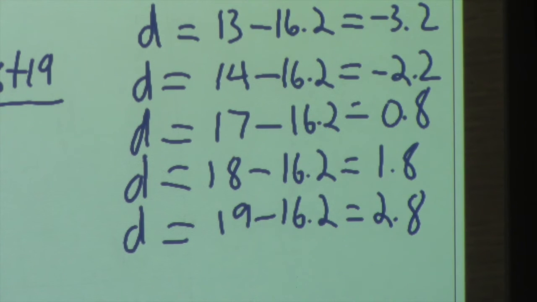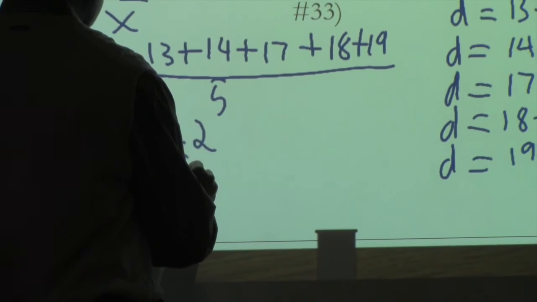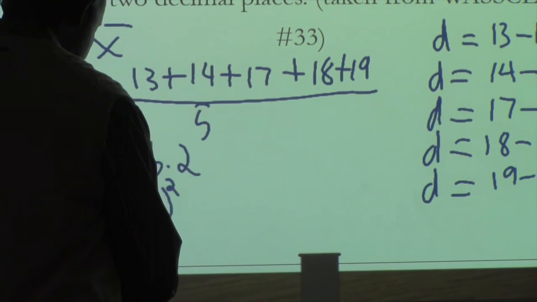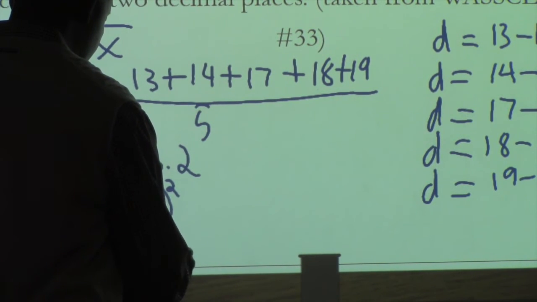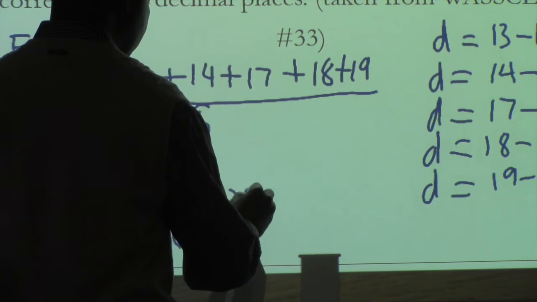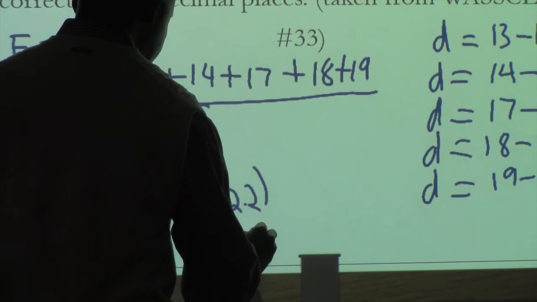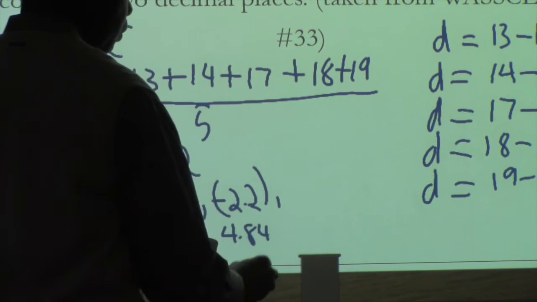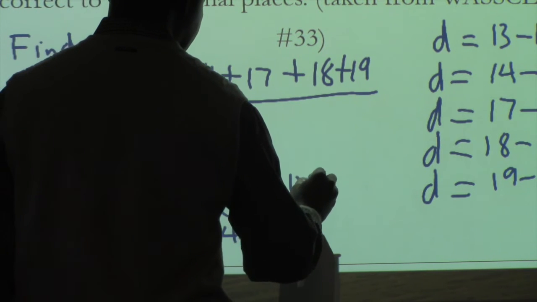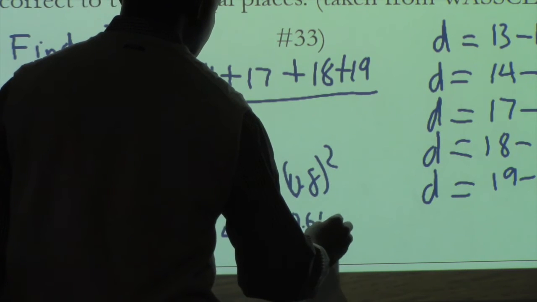So let's go. D squares. I'm looking for D squares. So the first D squared is negative 3.2 squared, and that will give me 10.24. The next one is negative 2.2 squared, and that will give me 4.84. The next one is 0.8 squared, and that will give me 0.64.